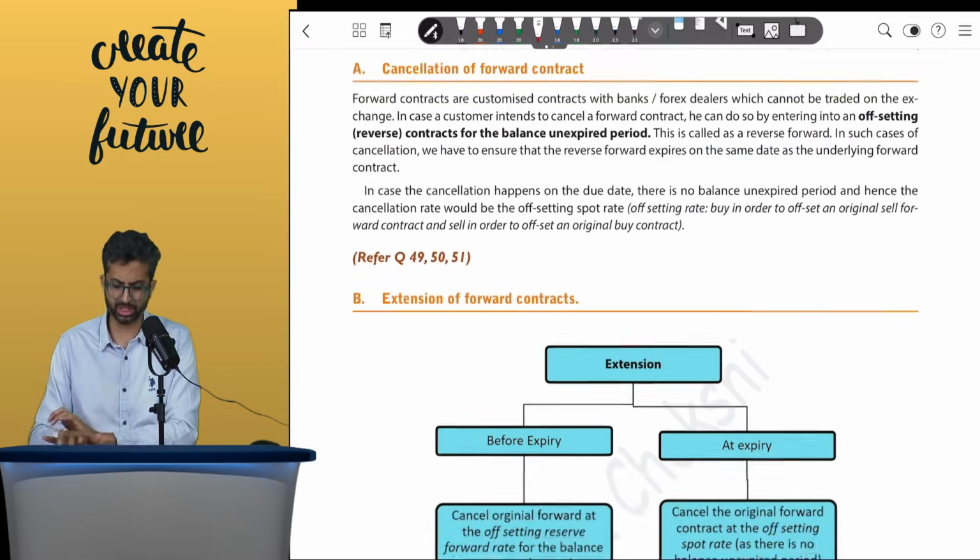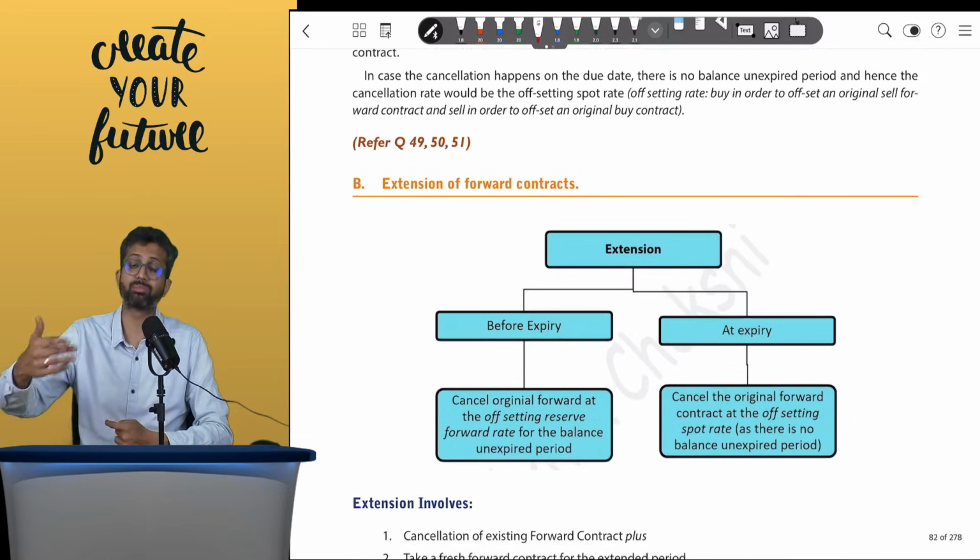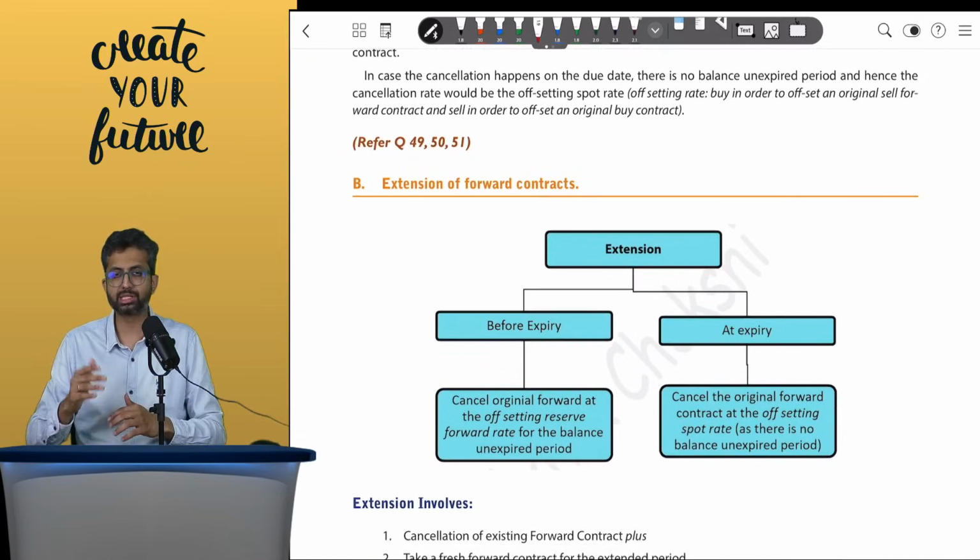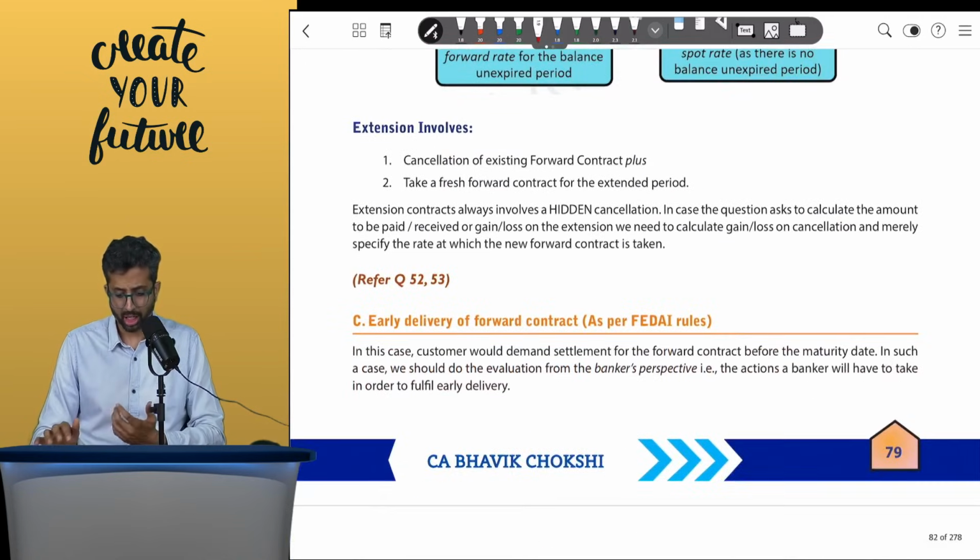Okay, so this is regarding cancellation. Extension is nothing but cancellation plus a new forward contract. So you will cancel the existing contract plus you will enter into a new forward contract. So that new forward contract, the rate of the new forward contract would be considered. Early delivery and late cancellation happens as per the FEDAI rules.